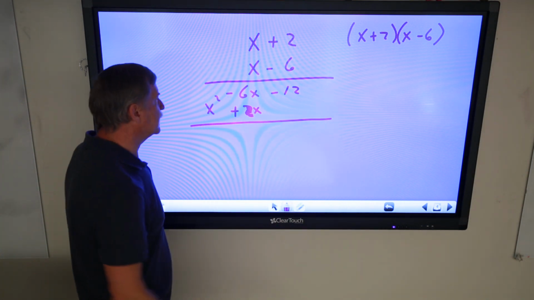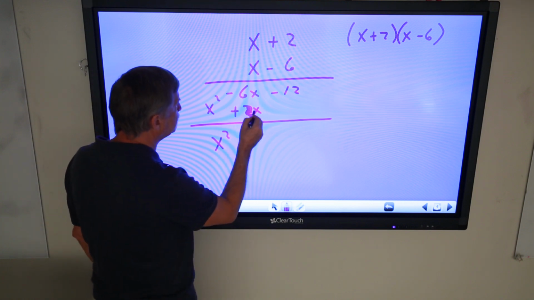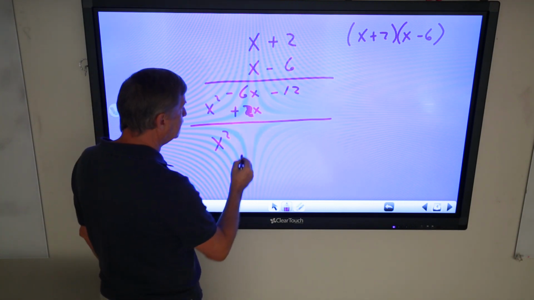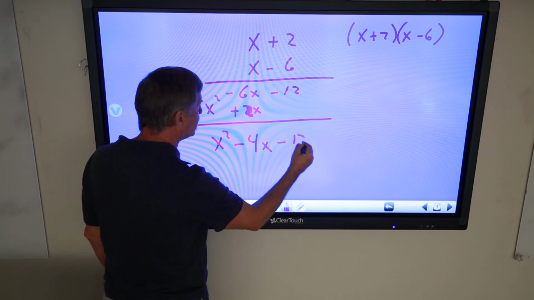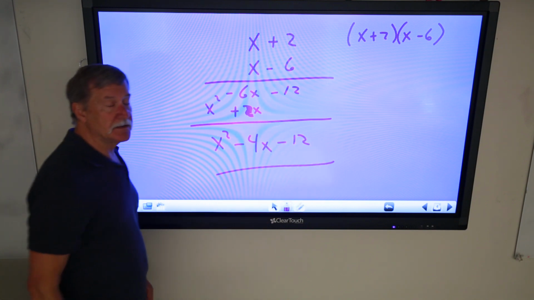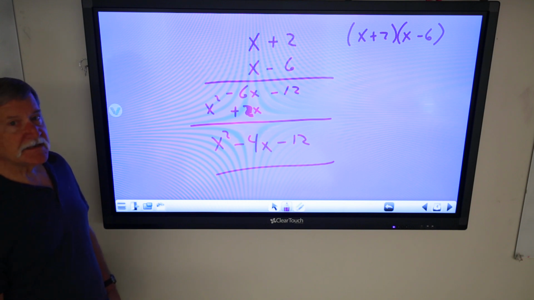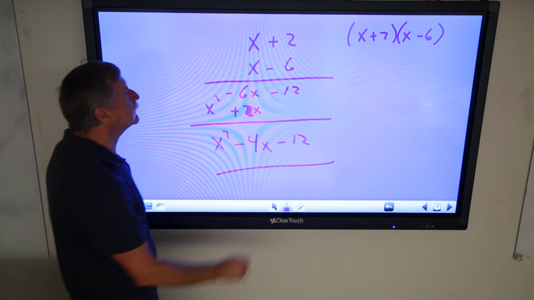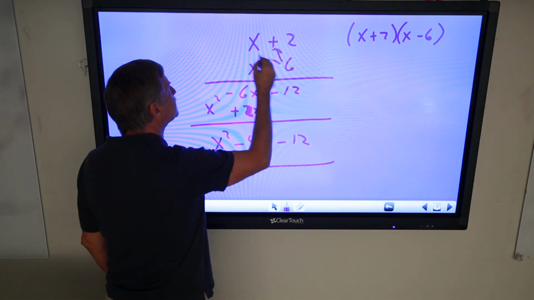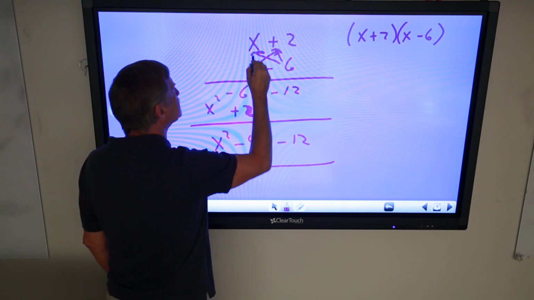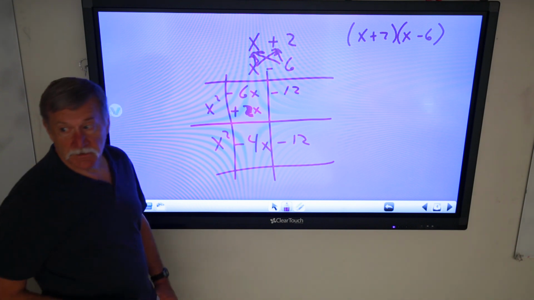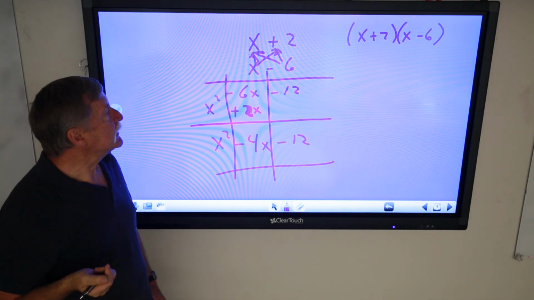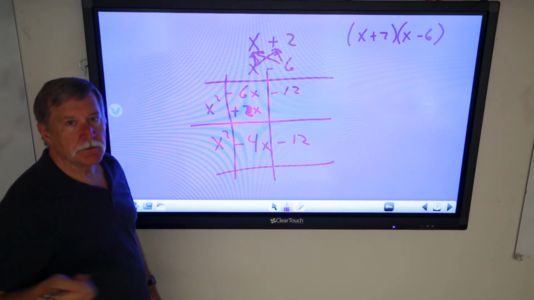Now I combine the like terms. X squared, 2x minus 6x is minus 4x. And the minus 12 drops right down, and there's the answer. So that's how you stack it up, all right? Again, this times this, and then that times that, keeping everything in correct like term order. All right? So if you like to do that, you can do it, all right?